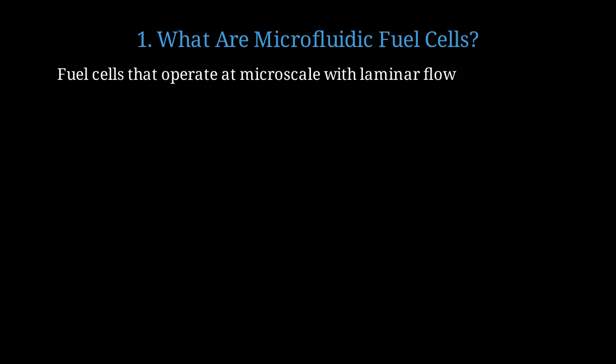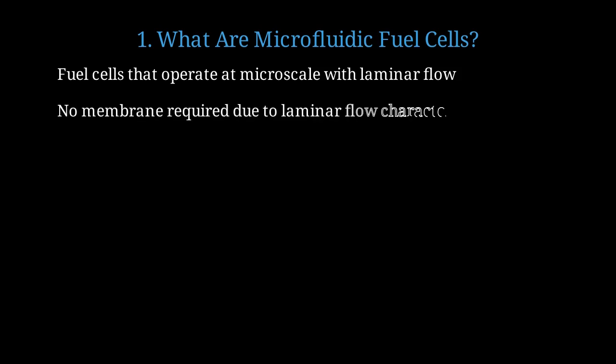Microfluidic fuel cells are electrochemical devices that operate at the microscale, typically with channel dimensions between 10 micrometers and 1 millimeter. Unlike conventional fuel cells, they often don't require expensive proton exchange membranes because laminar flow at microscale prevents fuel and oxidant mixing. The Reynolds number determines flow regime. At microscale with low Reynolds numbers, typically below 100, flow remains laminar and predictable.